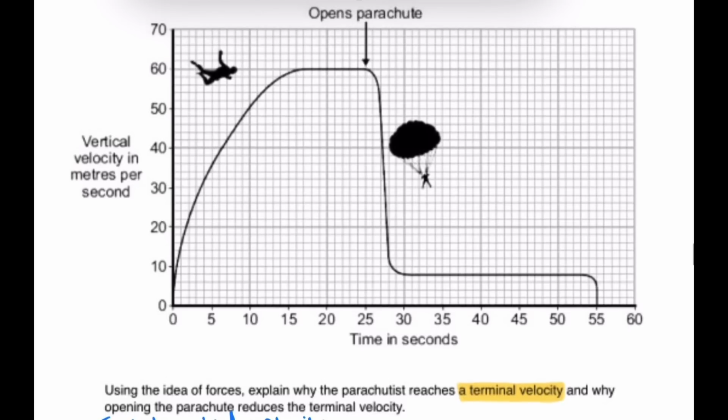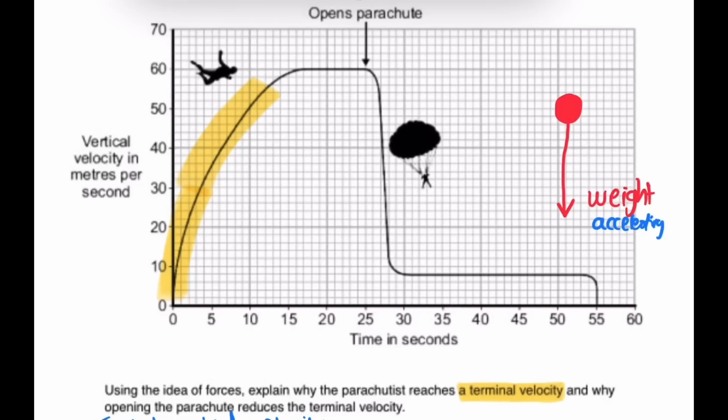Now, the second that the skydiver leaves the plane, the only force that is acting is the weight. So if this red dot is the parachutist, the only resultant force is the weight. There is no other force acting on it. And remember, when there is a resultant force acting on a object, this means it is accelerating.